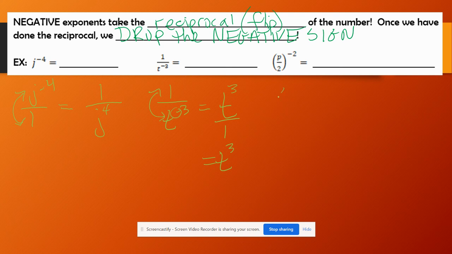This third example, if I have p over 2 to the negative 2, the negative means I have to take the p and the 2, and they have to do the reciprocal or flipper or take each other's spot. So we would have 2 over p now to the positive second. Again, we flipped it. That was the negative's job, and so we're done.